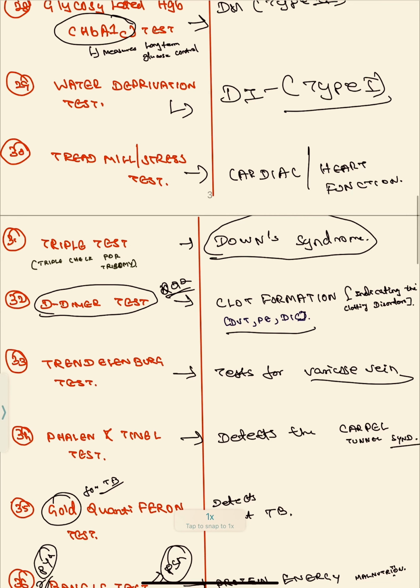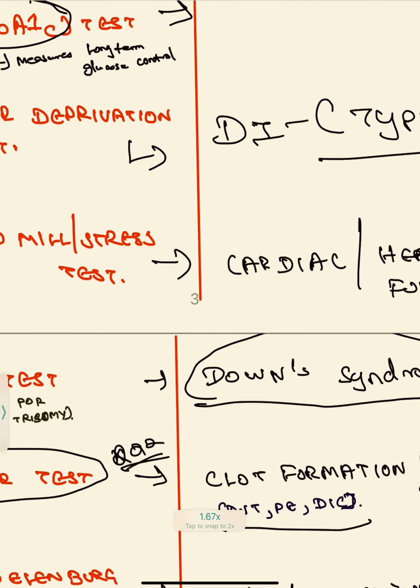Let's discuss later about it. Treadmill stress test. So we are giving stress to cardiac and heart function. The patient is running on the treadmill. We are giving some stress test. How many levels the patient is managing. That is what we are saying as cardiac or heart function.